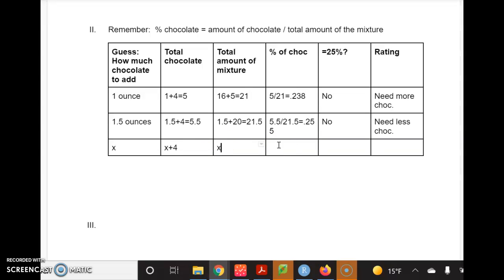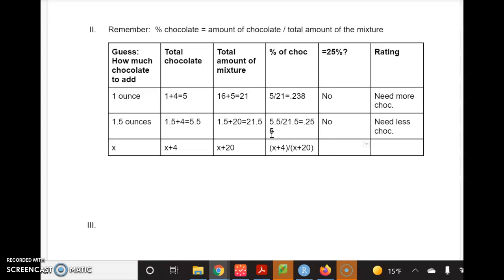But here, one way to get the next one was to take X and add it to the 20, right? You just are adding to the amount we had at the beginning, which was 20. And then how did we get this column, the percent of chocolate? We always took whatever was in this column, and divided by how much was in this column. Always, right? So X plus 4 divided by X plus 20, right?